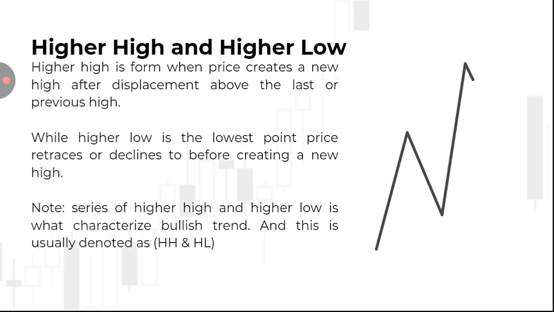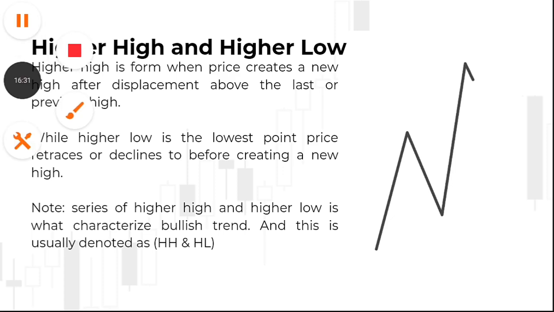So let's look at the next one, which is higher high and higher low. So what is higher high and higher low in market structure? A higher high is formed when price creates a new high after displacement above the last or previous high.